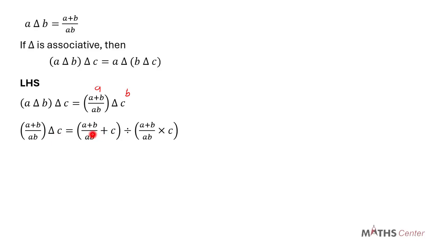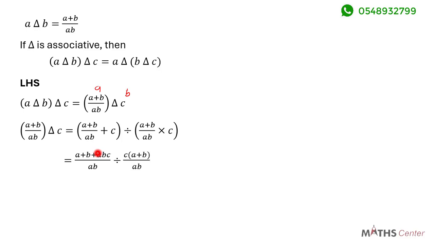will be equal to, the numerator is a plus b, and we have seen that a is a plus b divided by ab, and b is c. So on the numerator, we are going to have a plus b divided by ab plus c, divided by, on the denominator, we have ab, that is a times b, and a is a plus b divided by ab, and b is c. So we are going to have a plus b divided by ab times c.